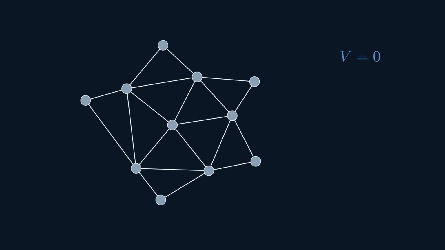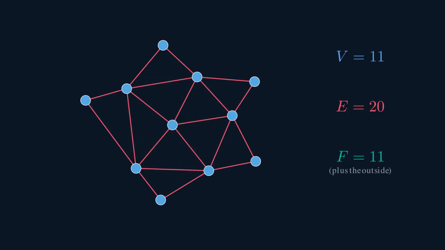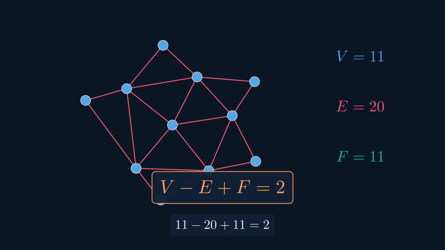Planar graphs hide a numerical relationship. Count 3 things: the dots V, the lines E, and the empty regions the lines carve out F, counting the unbounded outside as 1. For any connected planar graph, V minus E plus F equals exactly 2. That's Euler's formula. Now the lever.